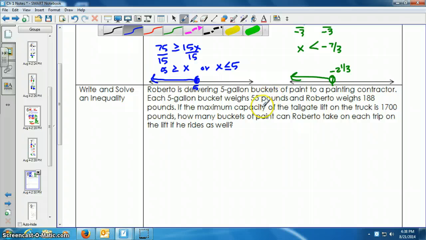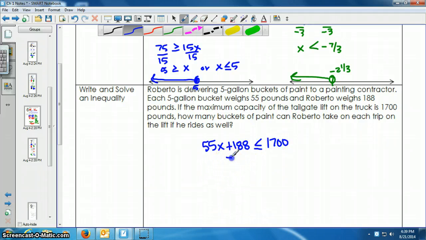Okay, so let's first just figure out it's 55 pounds per bucket. So we're going to have 55 times an unknown number. But we also have to think about his weight. We have to add that in there. And we want this total value, the buckets, however many we have, plus him, to not be more than 1,700 pounds. That would be bad for the truck. So this value has to be less than, I guess it could be equal to, since it says maximum capacity, it could include that, or up to that value. So we will put less than or equal to that value.